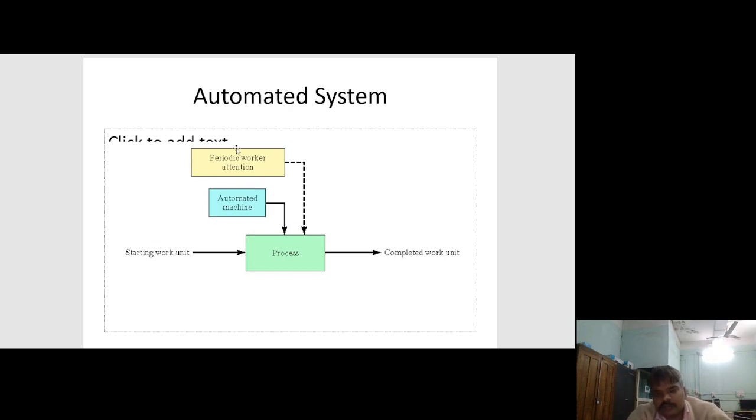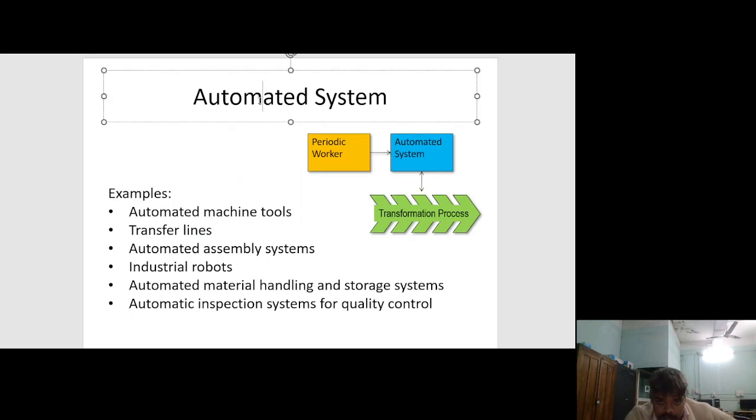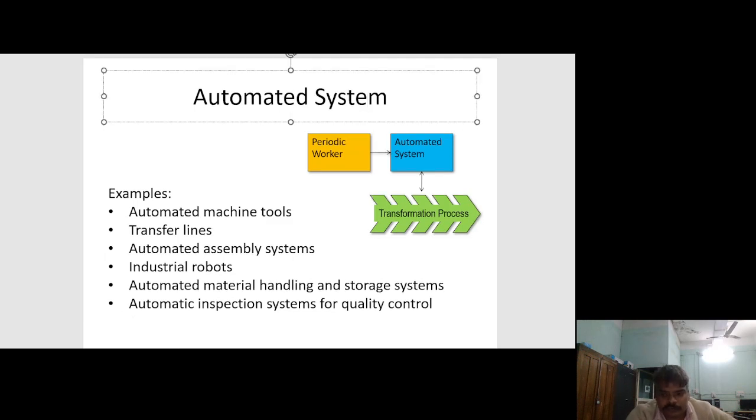Automated system: periodic worker attention, automated machine, starting work unit, process, completed work unit. Automated system: periodic worker, automated system, transformation process. Examples: automated machine tool, transfer line, automated assembly line system, industrial robot, automated material handling and storage system, automatic inspection system for quality control. So these are the automated systems.